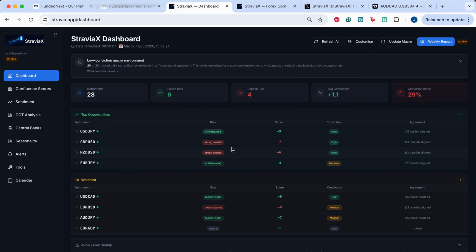StraviaX is essentially your one-stop shop to see all of your macro related, fundamental related aspects that help you create a good bias to then execute on some trades. It moves away from having 7 tabs open all at once to monitor sentiment, to monitor COT, to monitor bank rates, to monitor the calendar. It's all in one shop, just to help you have one place to go to.